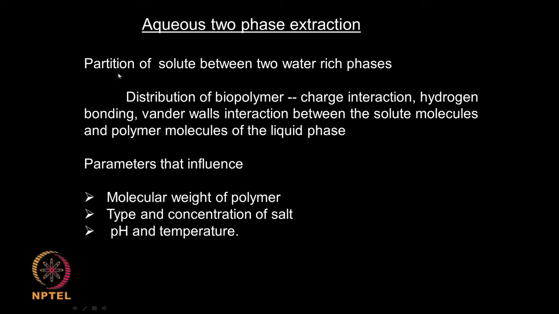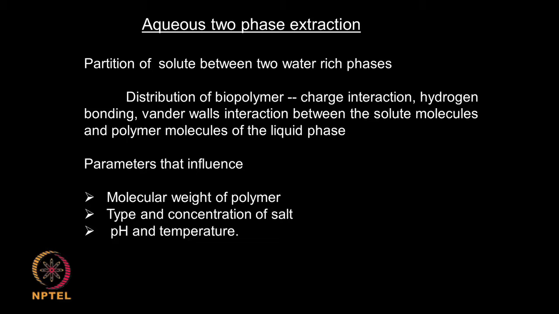Then let us come to something called aqueous two-phase extraction. We looked at the reverse micelle. Imagine we have a protein in one phase and I want to extract it with another aqueous phase, that is very challenging. So how do we do that? We have a polymer solution added to one of the phases, and we have the salt and the solute in one phase. The addition of polymer affects the partitioning of the protein from one phase to another.